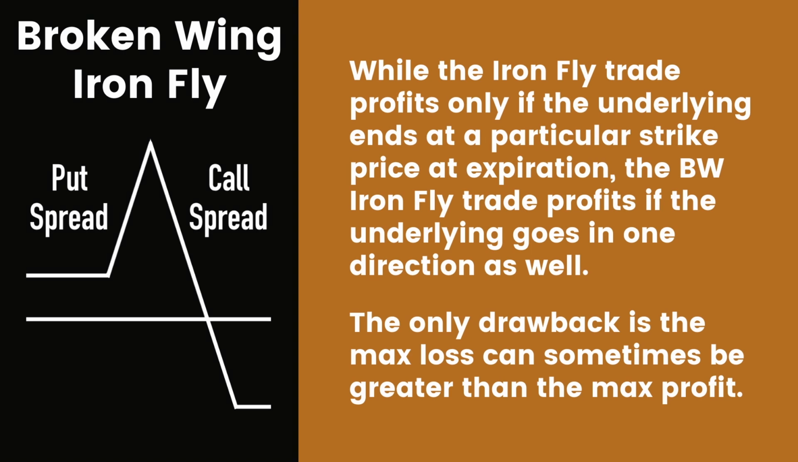While the iron butterfly trade profits only if the underlying ends at a particular strike price at expiration, the broken wing iron butterfly trade profits if the underlying goes in one direction as well. So the position can profit from two scenarios instead of just one, thus increasing the probability of success.